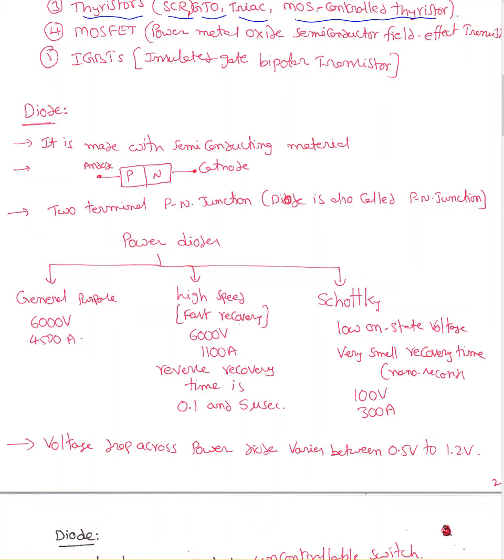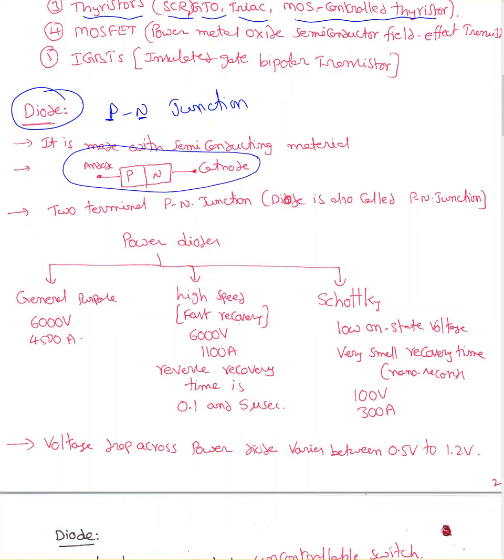The next topic I'm going to talk about is the diode. A diode is also called a PN junction, because a diode is formed by using a p-type material and an n-type material, both of them semiconducting materials. The p-type and n-type semiconducting materials are combined together to make a PN junction, also called a PN junction diode. A PN junction diode is a two-terminal device.